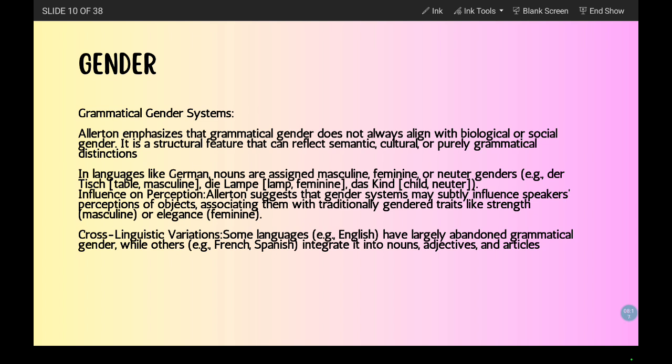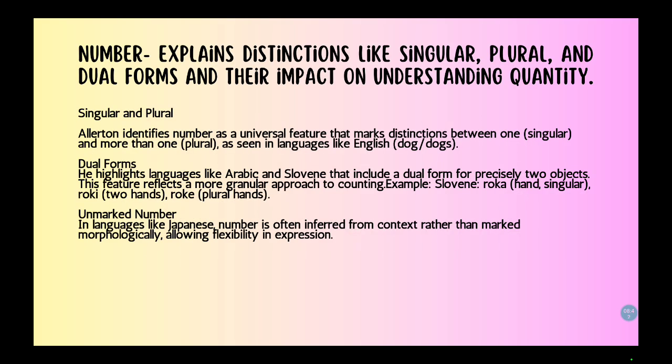In cross-linguistic variation, some languages, for example English, have largely abandoned grammatical gender, while others, for example French and Spanish, integrate gender into nouns, adjectives, and articles.